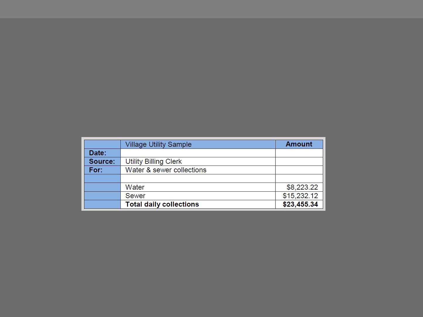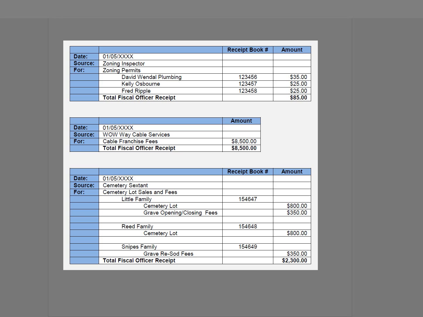On this page submitted to the fiscal officer, we see separate amounts for water and sewer and the total for the daily collections. This would be accompanied by the duplicate bank deposit ticket. We'll review the daily collections from all sources.